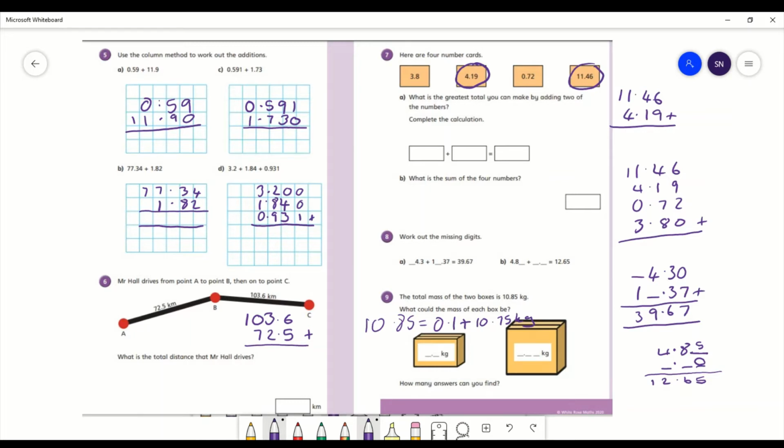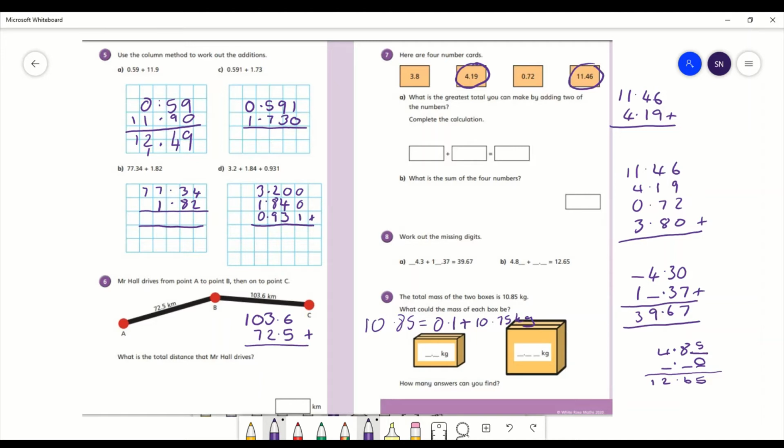Okay, maths for Wednesday, part 2. Use the column method to work out these additions. Okay, so I've just set them out. 9 plus 0 is 9. 5 plus 9 is 14. I put the decimal point in. Exchange 1 into the ones. It's going to be 2. So it's 12.49.